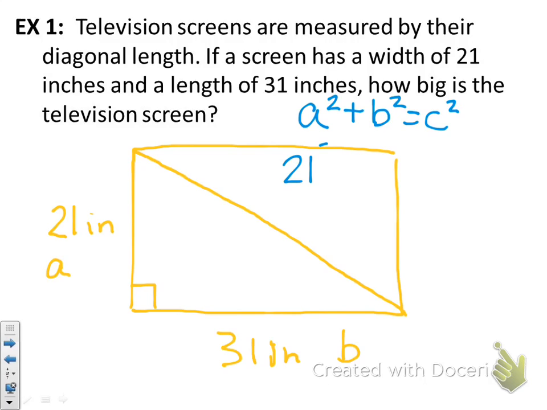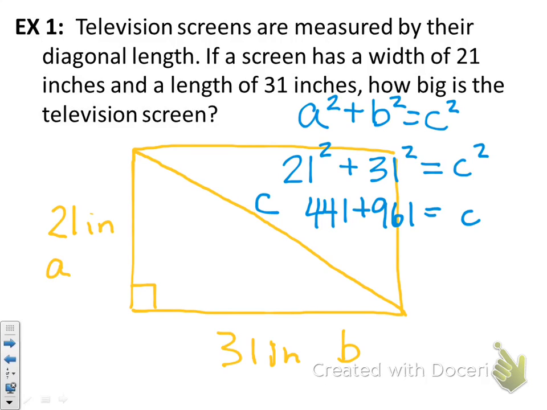Okay, so 21 squared plus 31 squared equals c squared. And I forgot to label that c, so let's go ahead and label that c. Okay, let's find these. 21 squared is 441, plus 31 squared, which is 961. That's all equal to c squared, according to the Pythagorean theorem. So let's go ahead and add those two together, and we get 1,402 is equal to c squared.